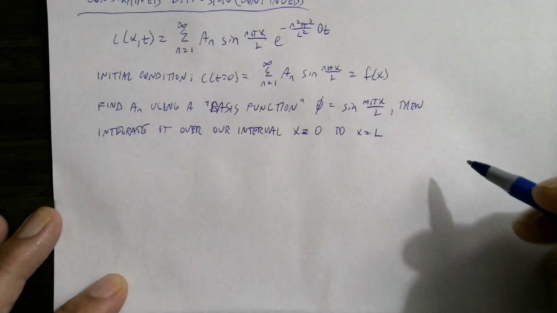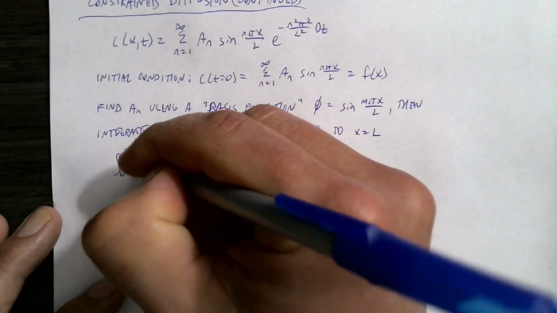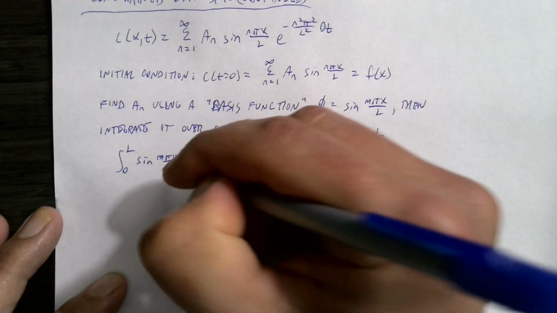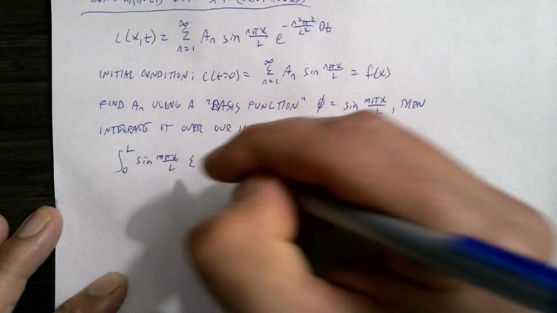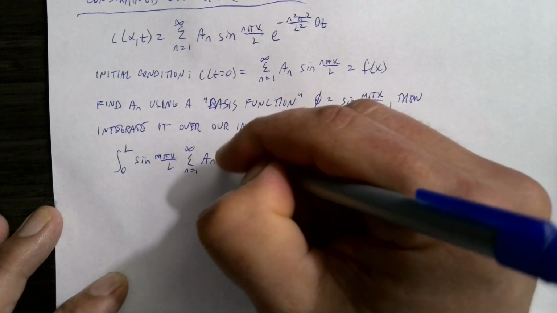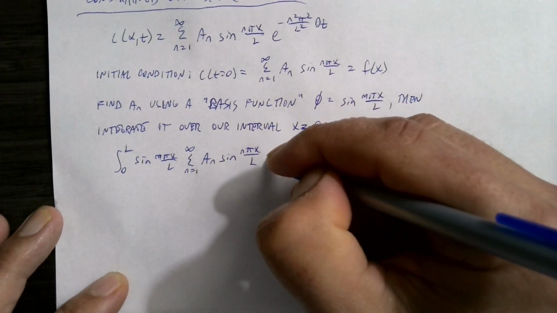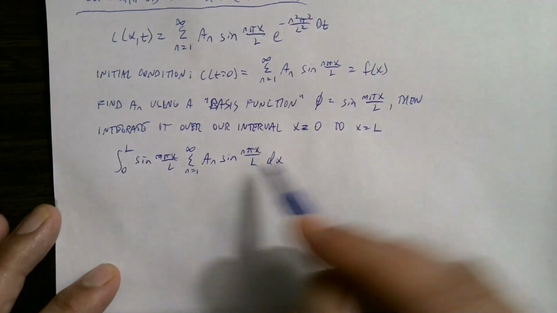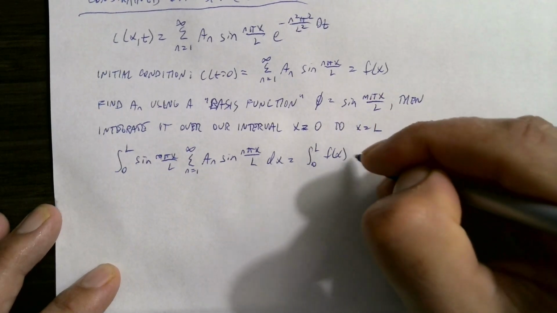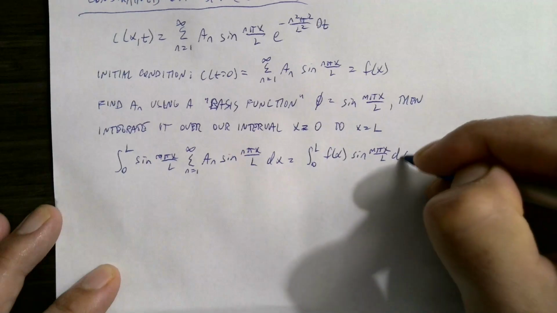Okay, so making that substitution, we have the integral from 0 to L of sine of m pi x over L, where m is some other number, times the summation from n equals 1 to infinity of a sub n sine of n pi x over L dx. So multiply that, and then I need to do the same thing on both sides: the integral from 0 to infinity of f of x sine of m pi x over L dx.